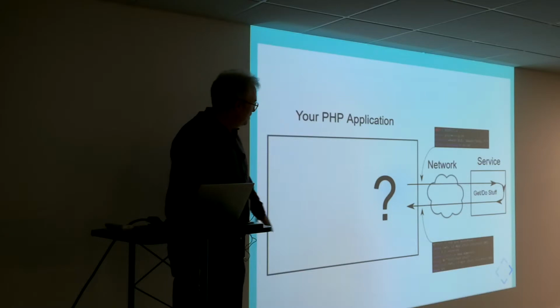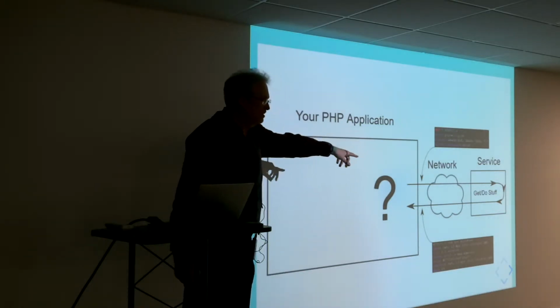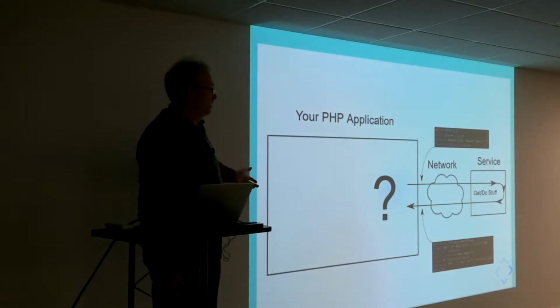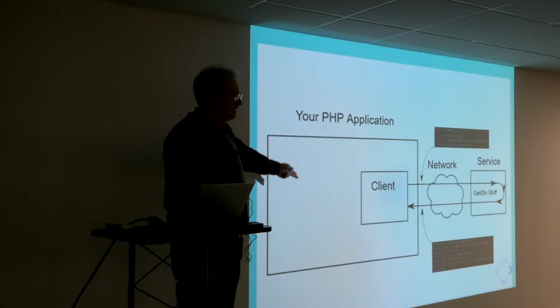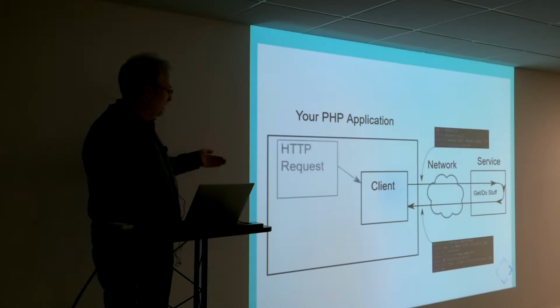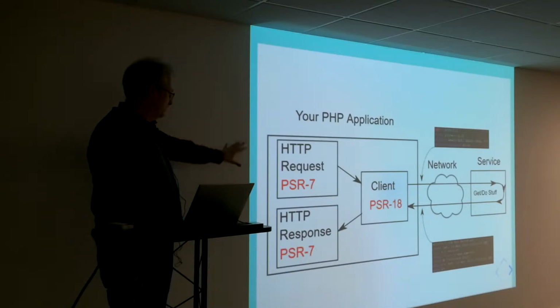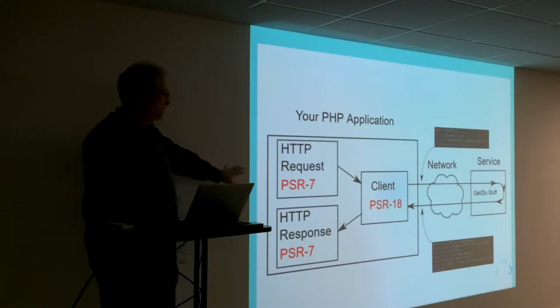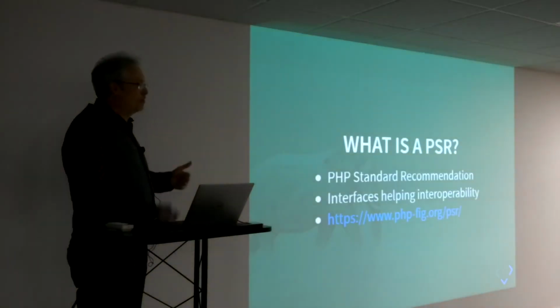So here you've got your application that you've written. You want to send a request off across the network to some service. It could be a website, it could be a server, local network or local cluster, and you want to get a response back. So what do you need to do that? You need a client, an HTTP client. That client needs to be given a request. That client will return a response, and this is where the PSRs fit in. So this request and response are defined by PSR-7. The client is PSR-18.